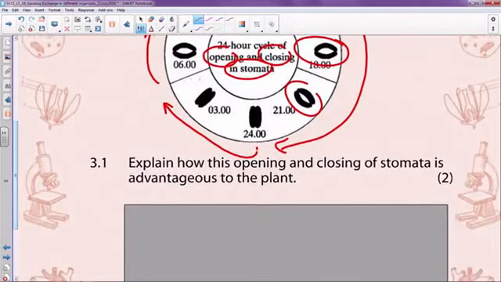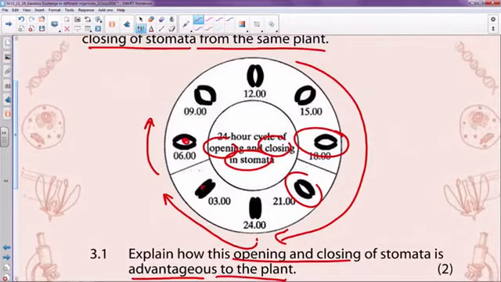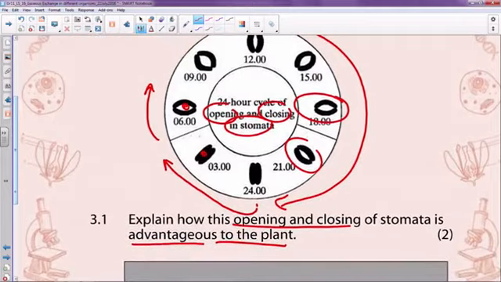Explain how this opening and closing of the stomata is advantageous to the plant. So how is this important that the stomata can open and close, and why is this important to the plant? And guys, remember that the stomata basically controls the amount of gases entering and leaving the plant, and hence it's linked to photosynthesis, it's linked to respiration. Why is it important that the plant can control the opening and closing of the stomata to make it efficient?